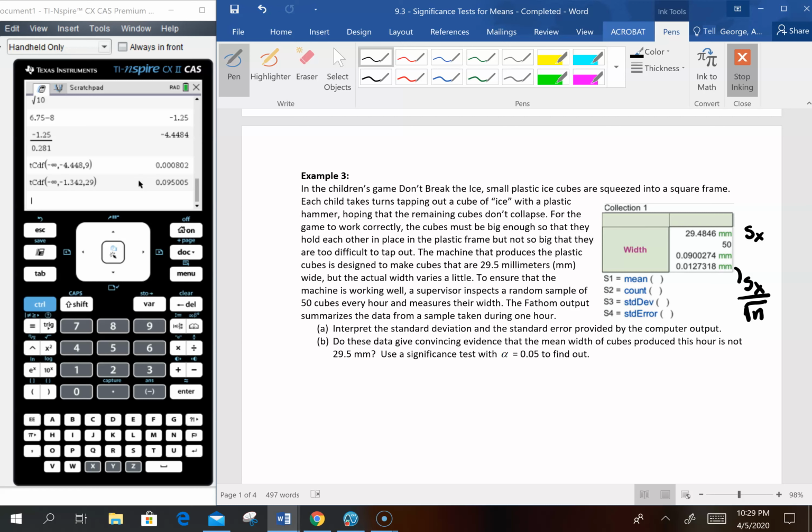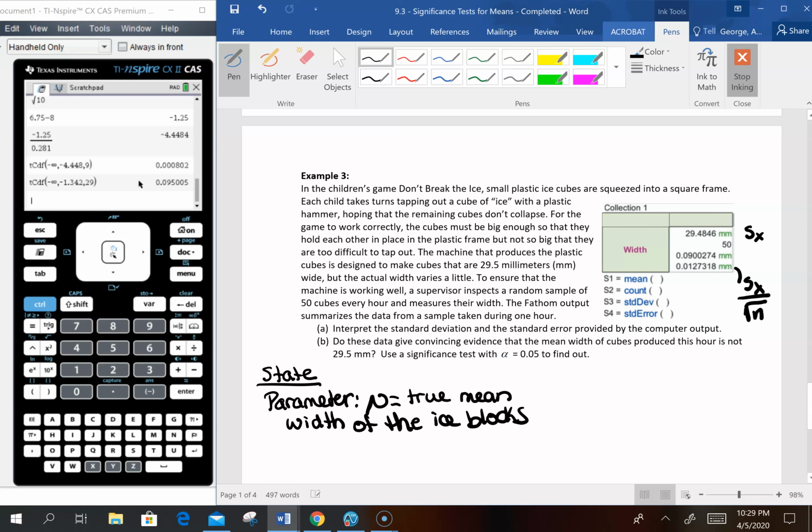For state, first we've got to do our parameter. The parameter is a mean, and it's going to be the true mean width of the ice blocks produced in an hour. The stat was done for us, so our x-bar equals 29.4846.